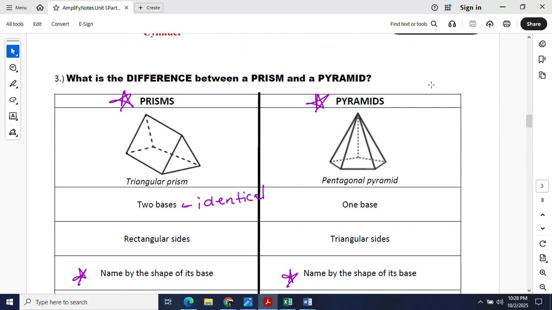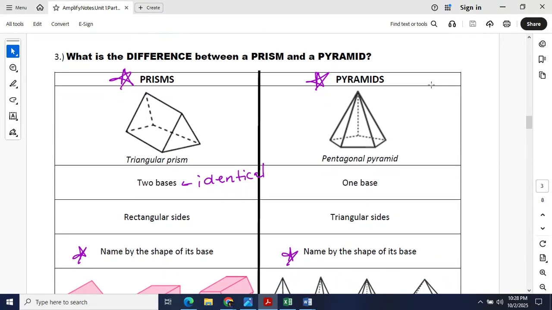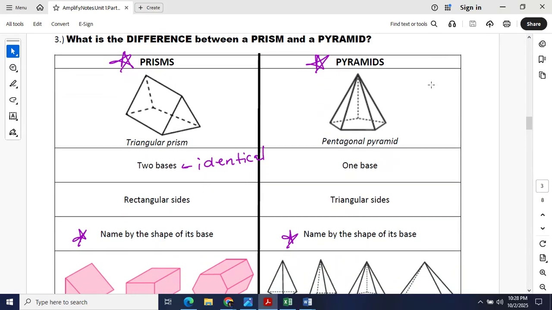What's the difference between a prism and a pyramid? Now, a prism, the one on the left, has 2 identical bases, so make sure you write identical. The sides are rectangular, so anytime you notice rectangular sides and 2 bases that are the same, that tells me it's a prism.